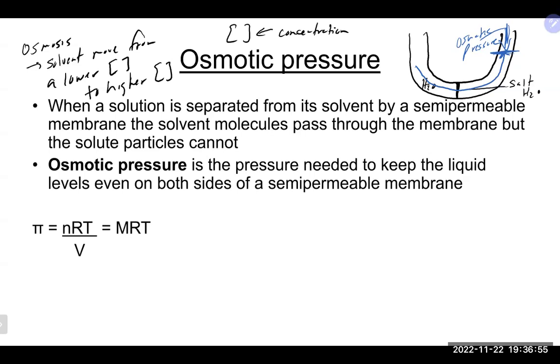Reverse osmosis is when you apply a pressure greater than the osmotic pressure to this side, and that pushes everything back the other way, where you have filters that grab all the stuff that you don't want, and you get pure water on the other side. That's the process of reverse osmosis. So we can calculate osmotic pressure by using this wonderful equation here. This is the osmotic pressure.